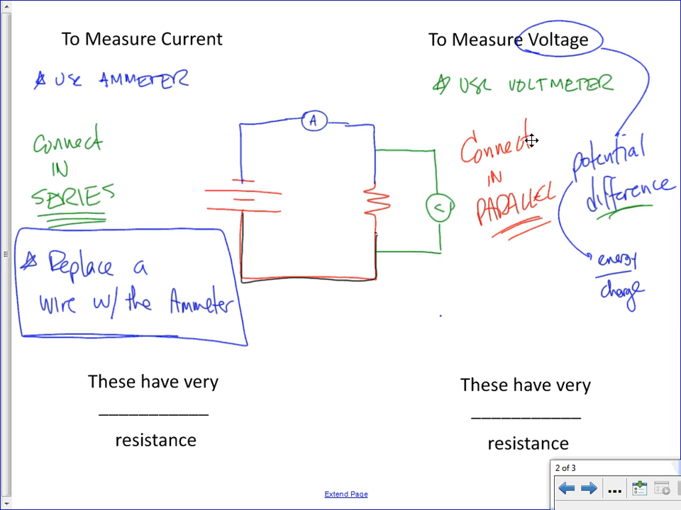The easy thing about voltmeters is there's no replacing something with something else. You literally just hold onto a wire and go poke, and the other wire and go poke, and just see what the thing says. So you don't have to disconnect anything like you do for ammeters. Ammeters can be trickier to use. Voltmeters are pretty straightforward.